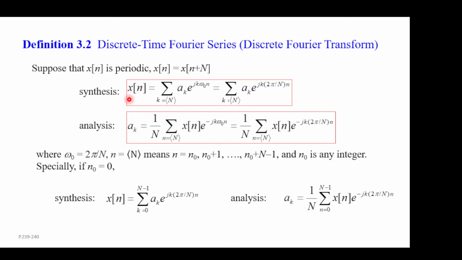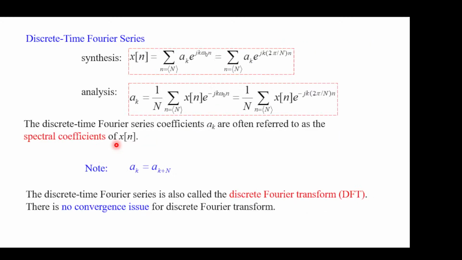There are N values of x[n] to describe your function, and there are N different a_k to describe your Fourier coefficients. So the number of variables is the same, and both of them contain the full information of your function, and when you transform back and forth between them, there is no convergence issue.